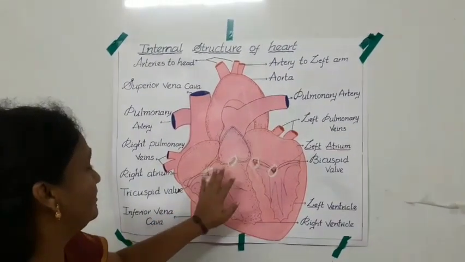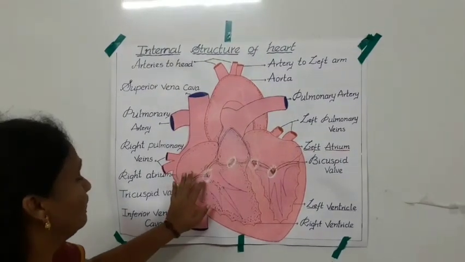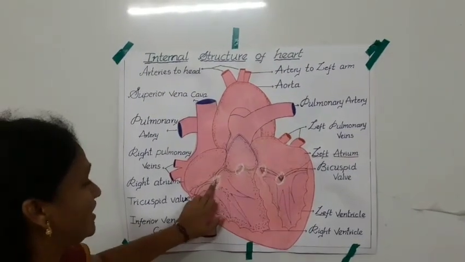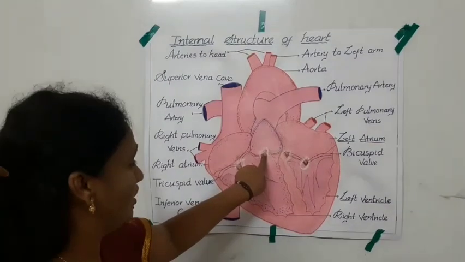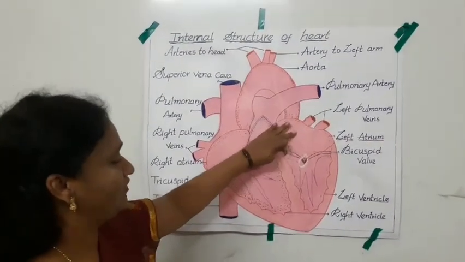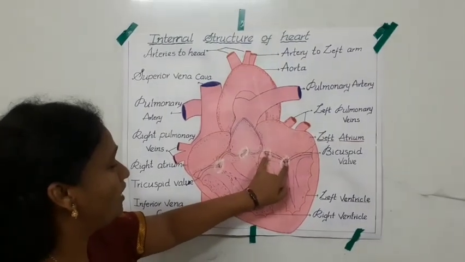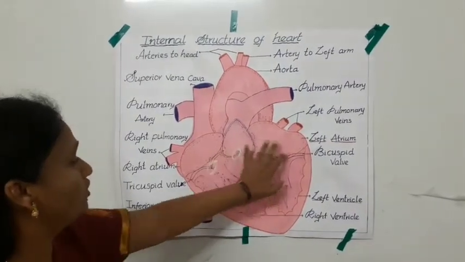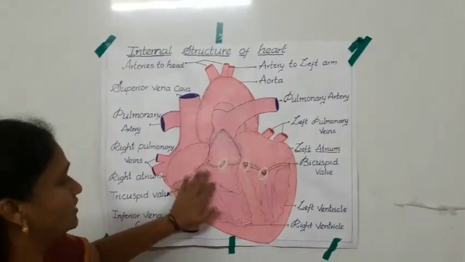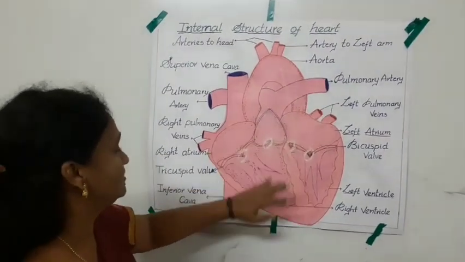In the auriculoventricular septum on the right side, we observe 2 valves, that is the tricuspid valve and the pulmonary valve. And in the same way, between the left auricle and left ventricle, we observe 2 valves, that is the bicuspid valve and the aortic valve. These are the 4 important valves that are present in the internal structure of the heart.